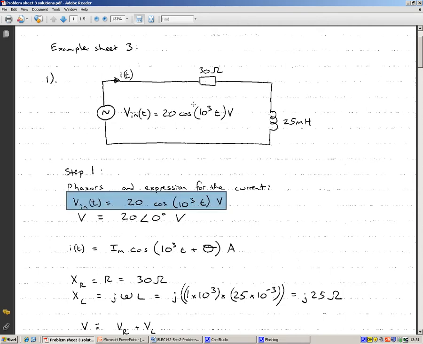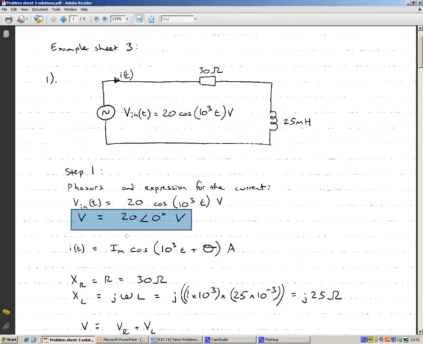That's just taken from up here. We're going to convert this into phasor form, and we get capital V is now equal to a magnitude of 20 at an angle of 0 degrees. We can make this straight conversion because it's a positive cosine, so we don't need to do anything with it. We can see it's 0 degrees because there is no additional phase term here.